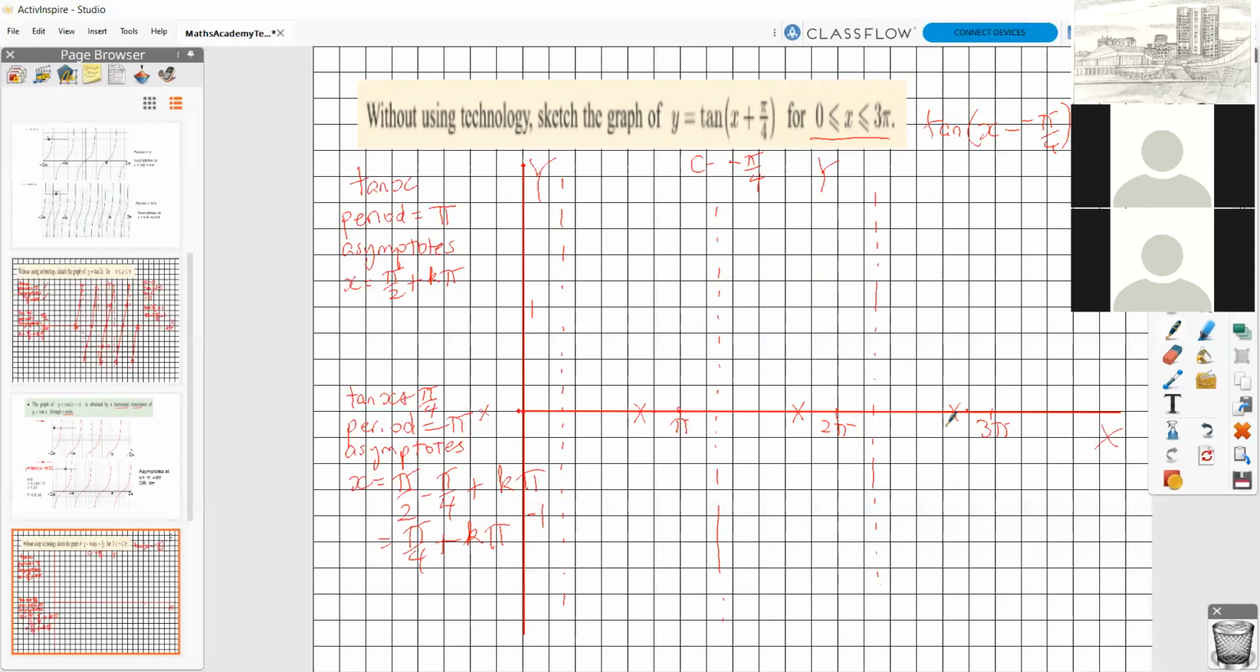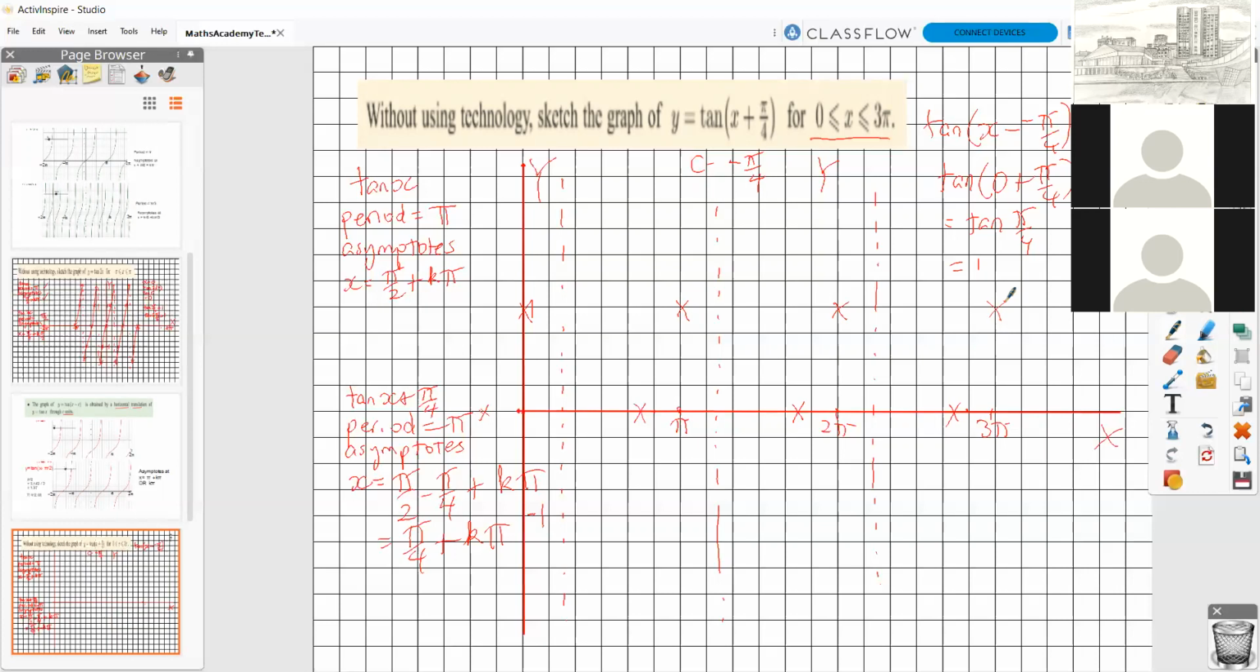And other nice values, well, if you put x equals 0, tan of 0 plus pi on 4 is just the tan of pi on 4, which we know is 1. So I can plot this point here. Again, using our period of pi, 1, 2, 3, 4, 5, 6. 1, 2, 3, 4, 5, 6. 1, 2, 3, 4. Oh, there we go, of course. 0, pi, 2 pi, and 3 pi.